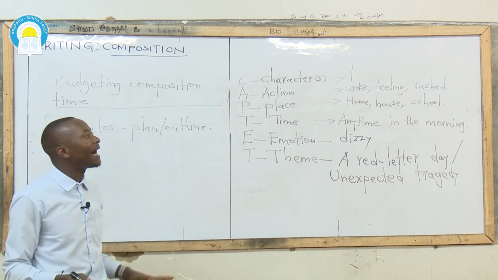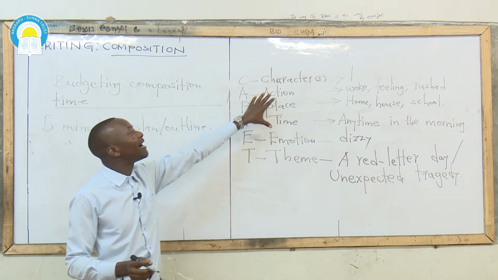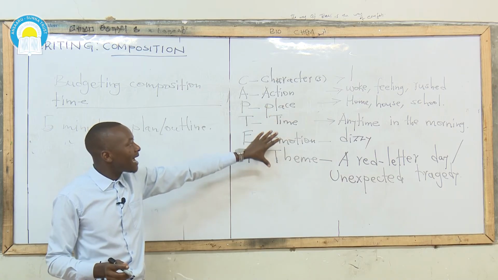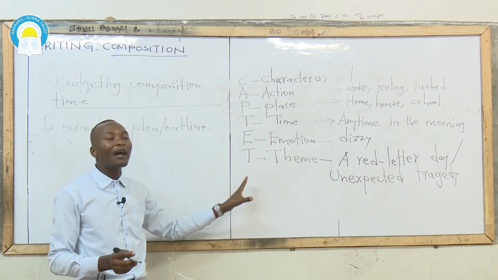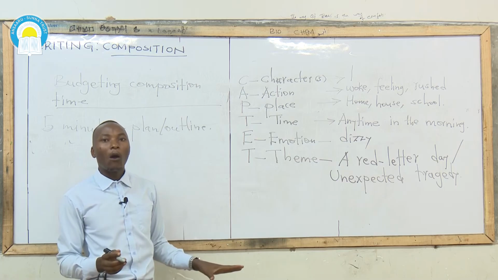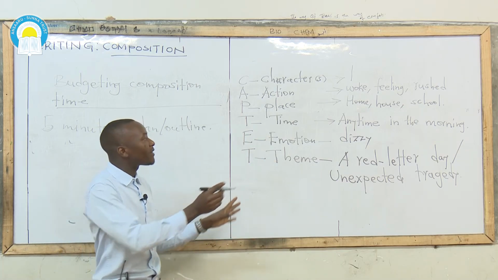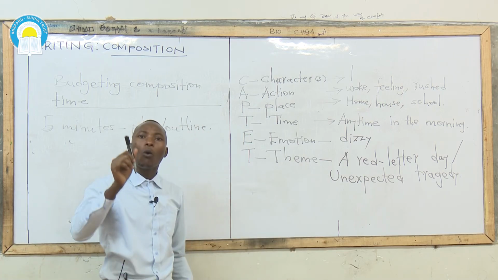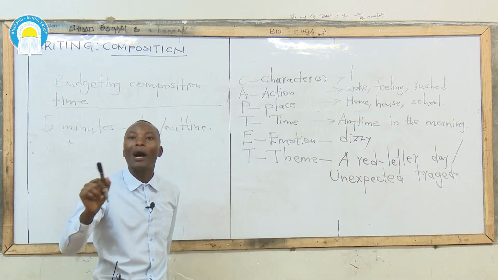Once you have written the plan, in the plan is where you involve the CAPTED acronym. The CAPTED acronym must be written in 5 minutes together with the short points. After writing the CAPTED, write around 10 short points, in which one short point is going to be 1 paragraph.